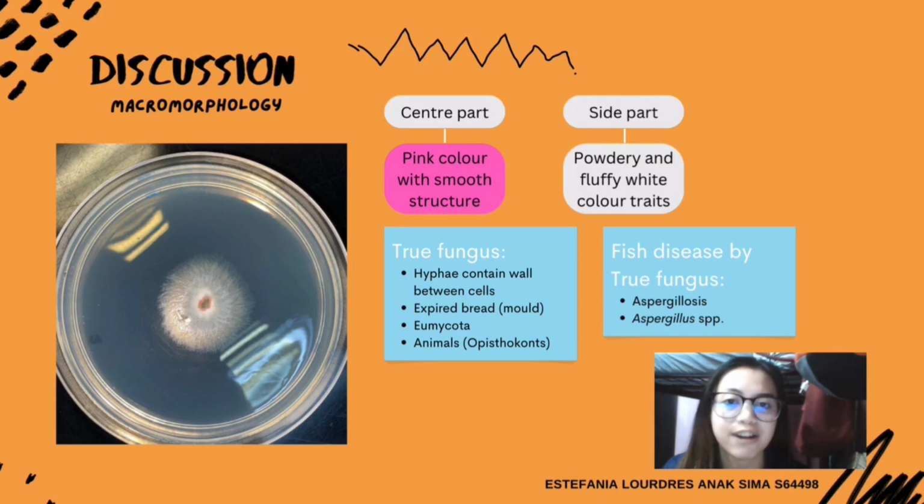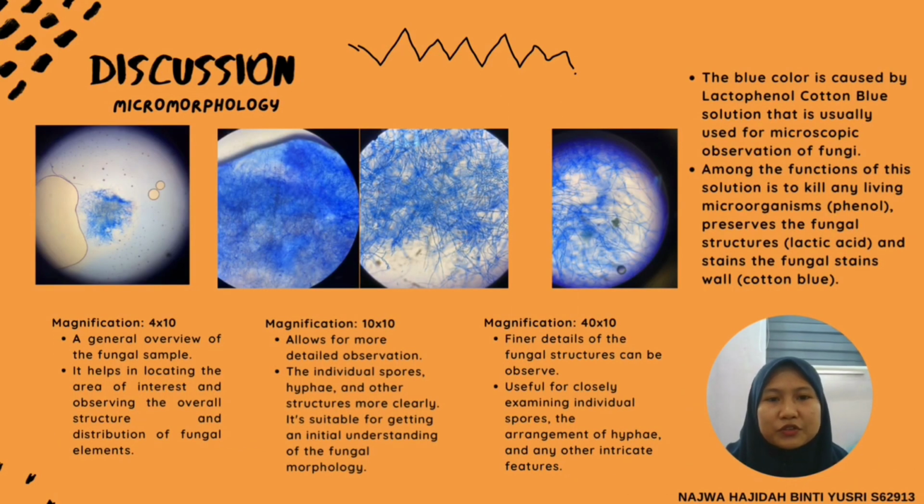True fungi are normally found on expired bread as mold and are known as Eumycota, which is true fungus. True fungi are related more to animals and originated from opisthokonts, meanwhile false fungi are related to plants and originated from stramenopiles. An example of fish disease by true fungus is aspergillosis, which is under the phylum of Ascomycota and caused by Aspergillus spp. We're moving to micromorphology structure.